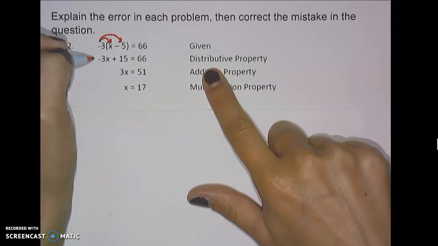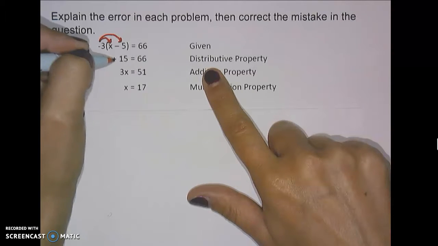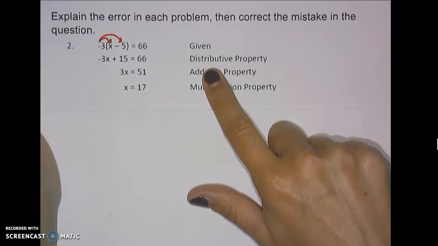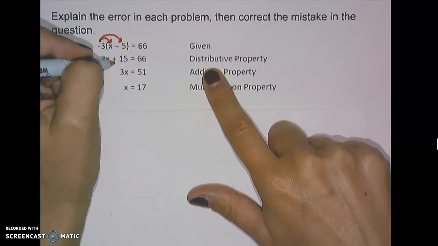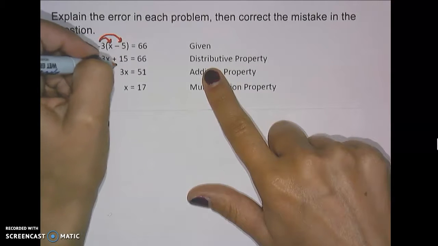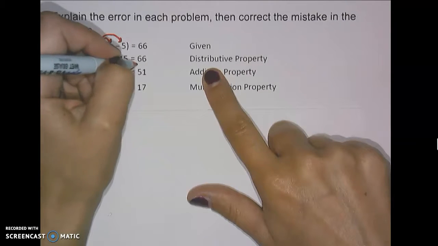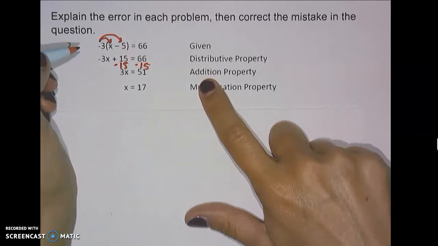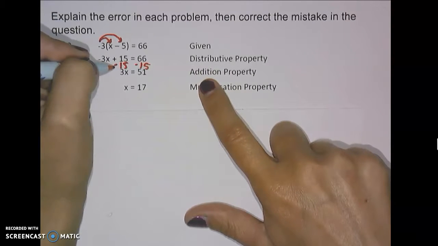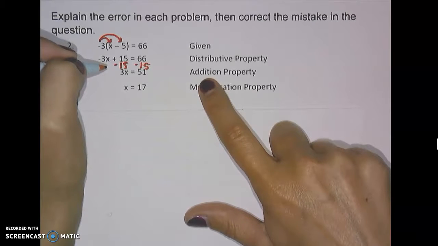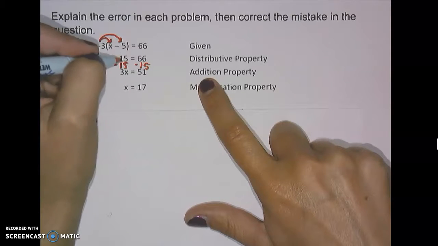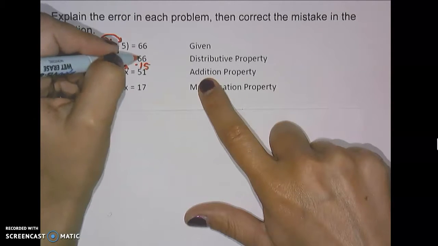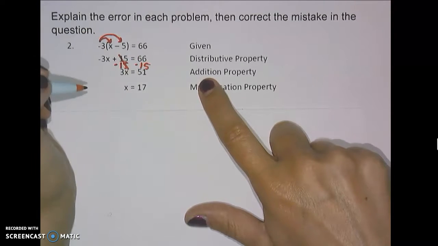Well, what does it look like they did next? I see here we have this 15 somehow went away. What happened to it? If this is a +15, we would subtract 15 from both sides. Now remember, that is the addition property. Even though this is subtraction, that is the addition property. We don't have a subtraction property. So those 15s go away. Is 66 minus 15 51?